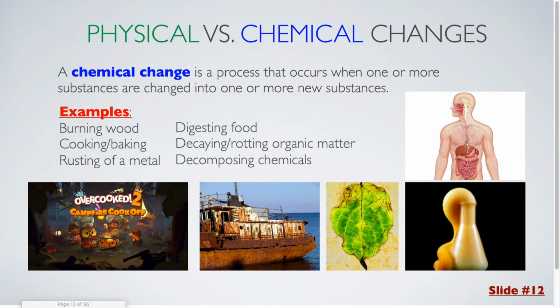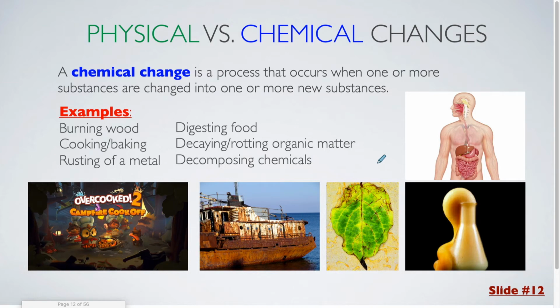Digesting food. You're taking food such as, say, a hamburger, and you're breaking it down into smaller chemical compounds which your body could potentially use for energy. So that is going to be a chemical process. Decaying or rotting organic matter. So when you have, say, a leaf which goes from green to yellow to orange to brown, that is going to be a chemical process as the chemicals inside of the leaf are decaying, specifically the chlorophyll in that example.